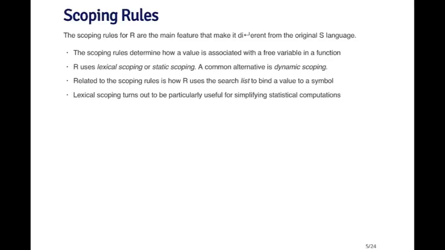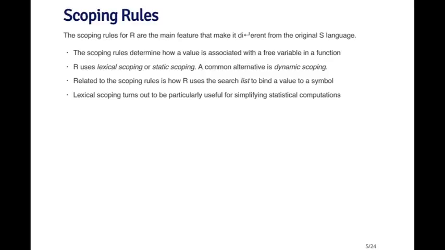So what are the scoping rules? The scoping rules determine how a value is bound to a free variable in a function. If you're in a function, there are two types of variables. There are the function arguments that are passed through the definition of the function, and then there may be other symbols found in the function that are not function arguments. The question is, how do you assign a value to those symbols? R uses what's called lexical scoping or static scoping, and this is a common alternative to something called dynamic scoping.